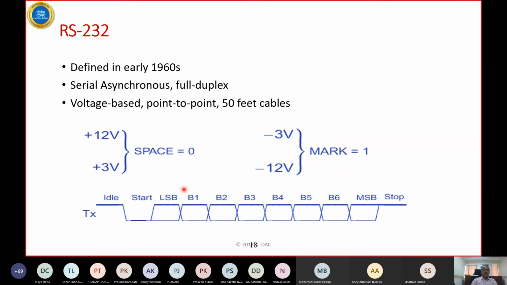So here you see the levels. The idle period is called a mark, and it is logic level 1, but the voltages are this. When the logic level is 0, it is called a space, and these are the levels. So a typical transmission begins with the line going from the idle state, on the transmit side, to a start bit, then 7, rather 8 bits of the byte to be sent, and a stop bit. This is a typical transmission.